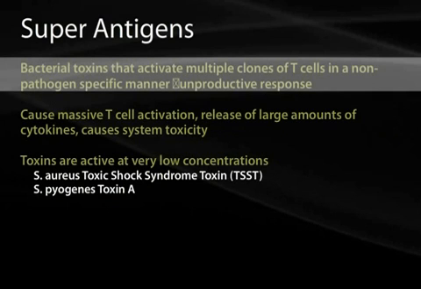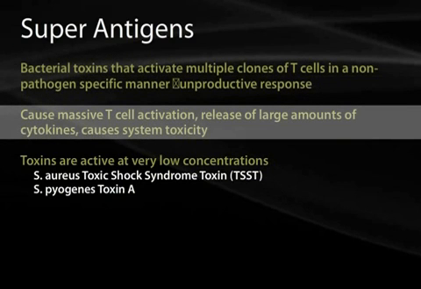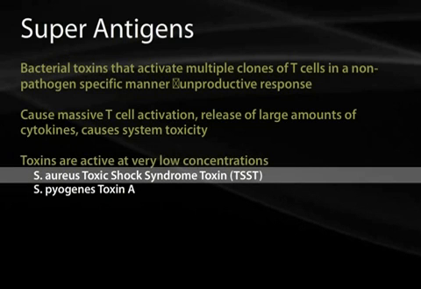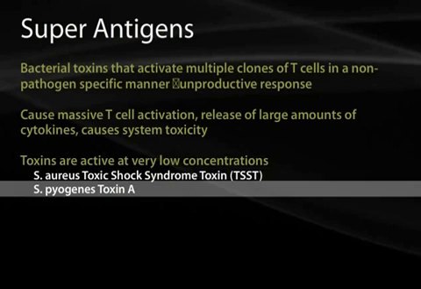So let's talk a minute about superantigens. Superantigens are bacterial toxins that activate multiple clones of T cells in a non-pathogen specific manner, which leads to an unproductive response. It causes massive T cell activation, release of large amounts of cytokines, and causes systemic toxicity. Toxins that are active as superantigens are active at very low concentrations. You don't need a lot of toxin to get this to take place. Some examples are Staph aureus toxic shock syndrome toxin and Strep pyogenes toxin A.